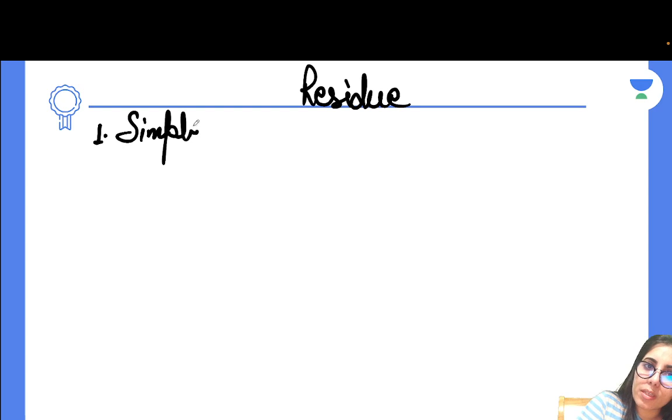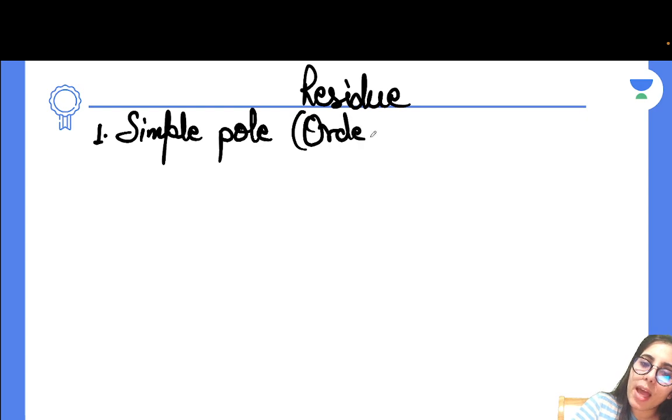So basically, for the residue discussion, if there is going to be a simple pole, the first thing we will talk about is the simple pole. Now you know what a simple pole is. Mention it in the comments if you can relate. Any pole having order 1, we call it a simple pole, right?